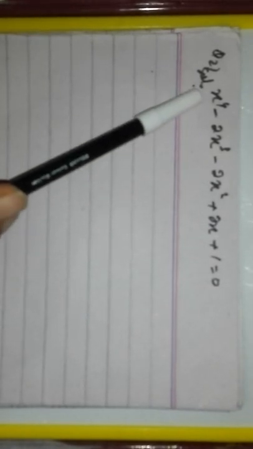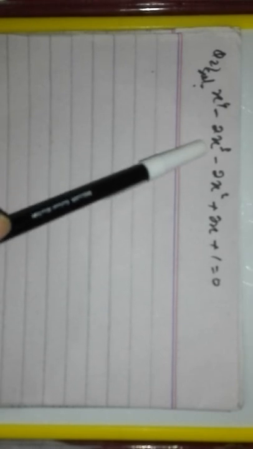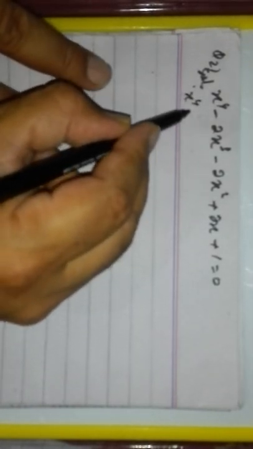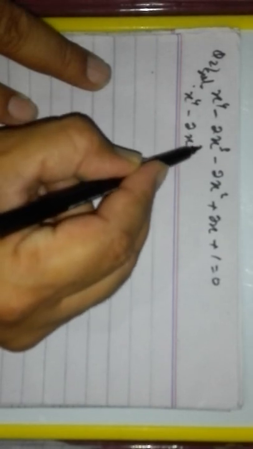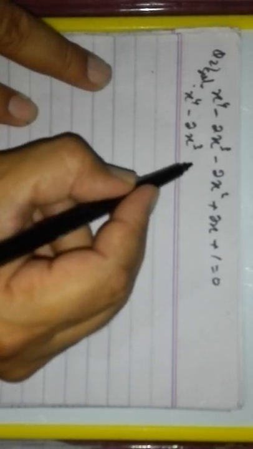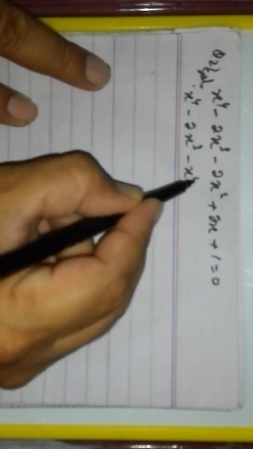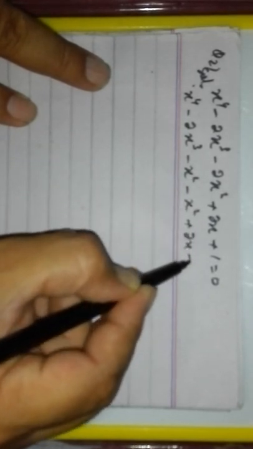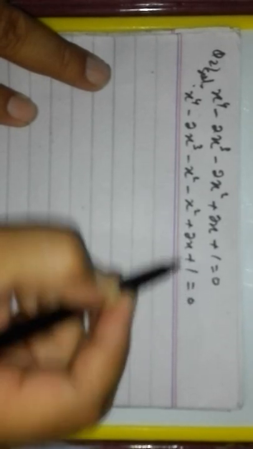So, the correct question is this: x power 4 minus 2x cube minus 2x square plus 2x plus 1 equals to 0. So, we can write it as x power 4 minus 2x cube, split this minus 2x square into minus x square minus x square plus 2x plus 1 equals to 0.